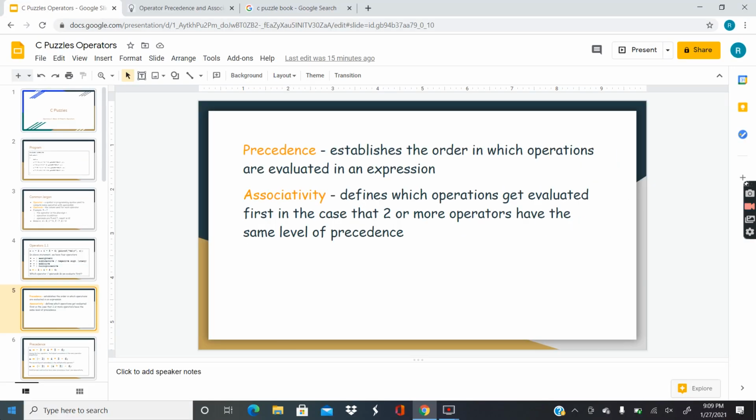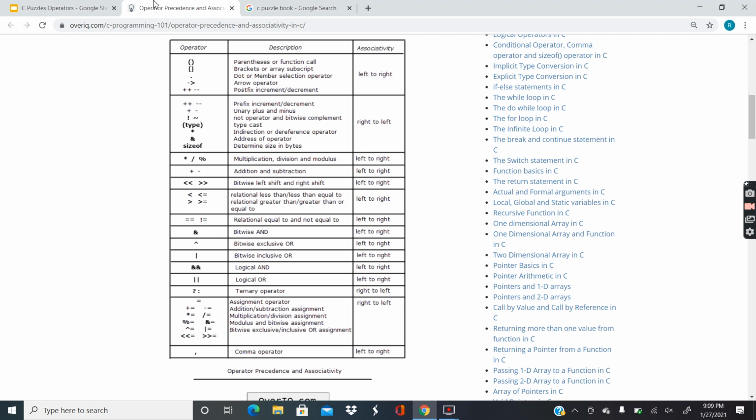In order to actually solve these puzzles, it's best to look up an operator precedence and associativity table, like I did here for C. This table will help us figure out which of these operations we solve first, and which ones we do following that, and so forth. In this table, we have our operators in the very first column, all the operators used by the C syntax. In the middle column, we have a description of what these operators do. And last but not least, in the third column, we have the associativity, which will either be right to left or left to right, depending on the actual operator.